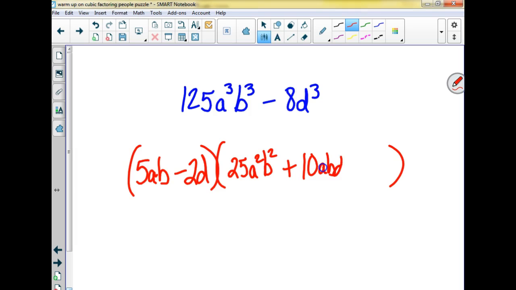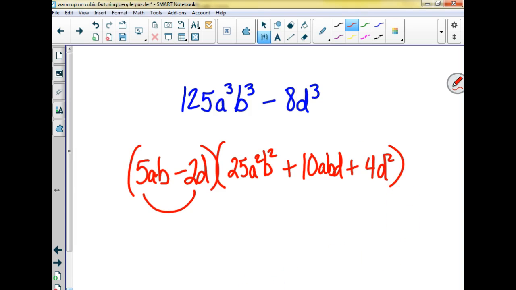ABD. Boy, I made that complicated. Because you're doing this times this, right? But the sign changed. Now you're squaring 2d. 2d times 2d would be 4d squared. Okay, was that messy enough? You think you got the pattern though?